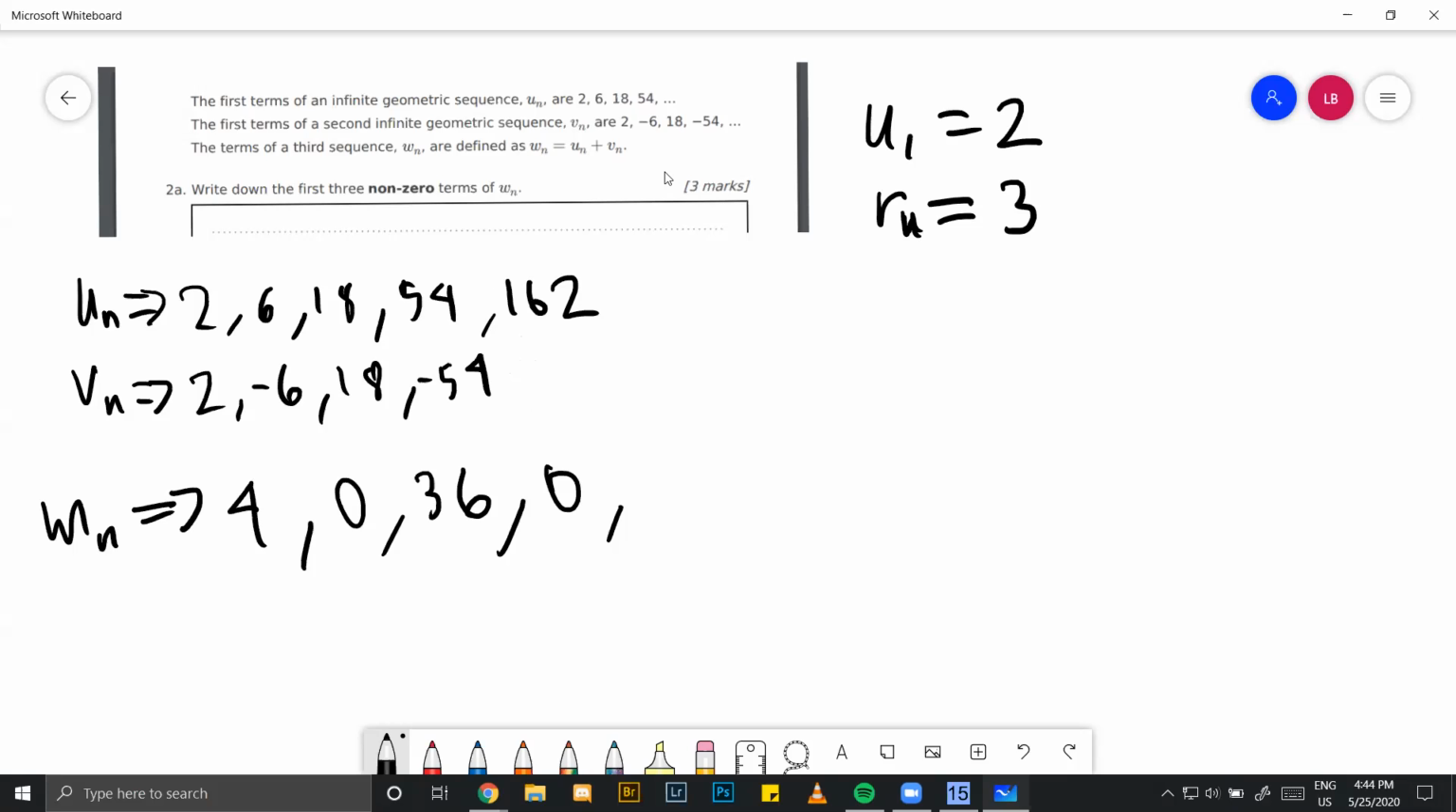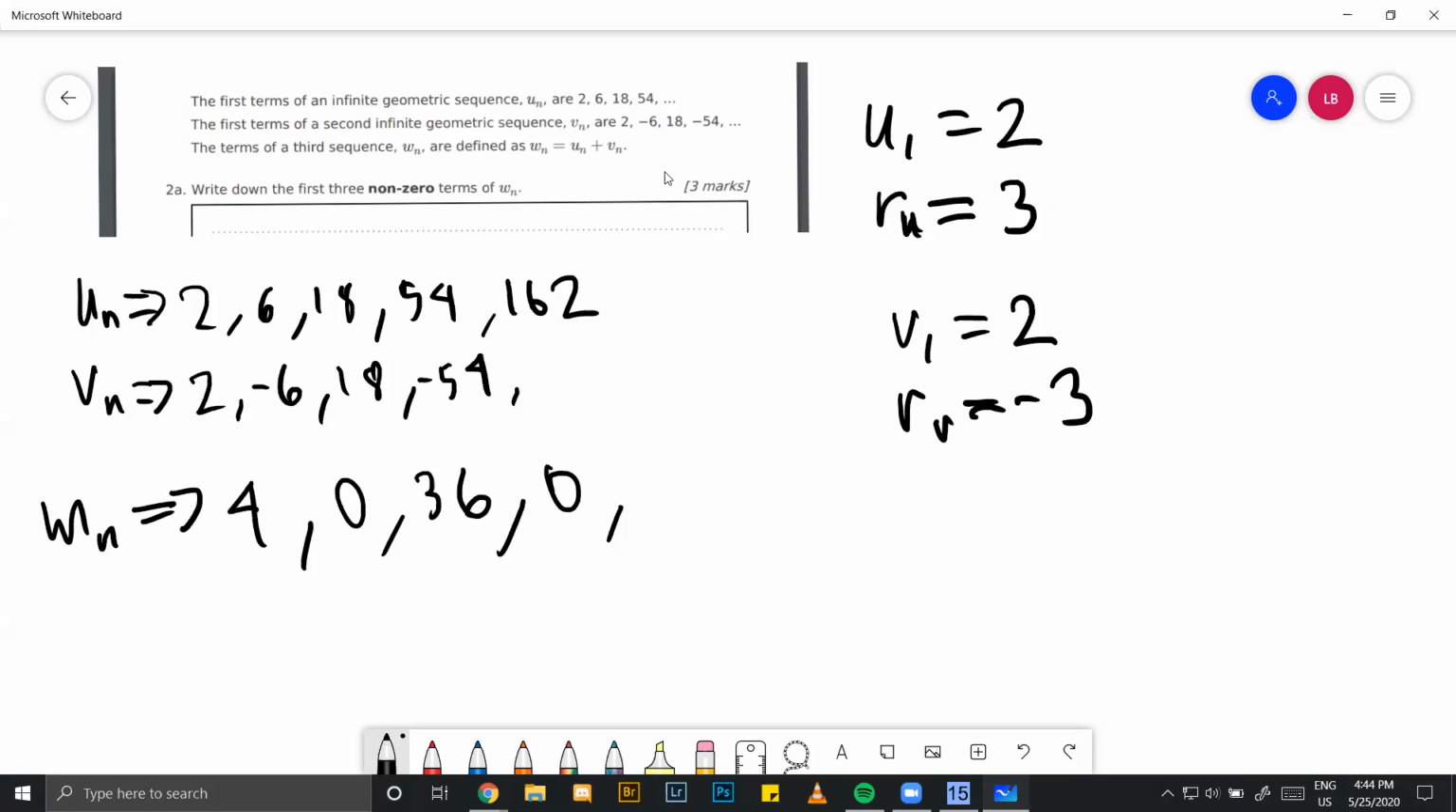So now you know what that next term is. Now for V, we can do a similar analysis, where we know that V1 is equal to 2, which is the same. Then when we see that it becomes negative 6, you're multiplying by 3, but you're also making it negative. So you're multiplying by negative 3. And if you multiply by negative 3 again, it'll become positive again, it'll become an 18. So you know that the r for V is equal to negative 3, and so on.